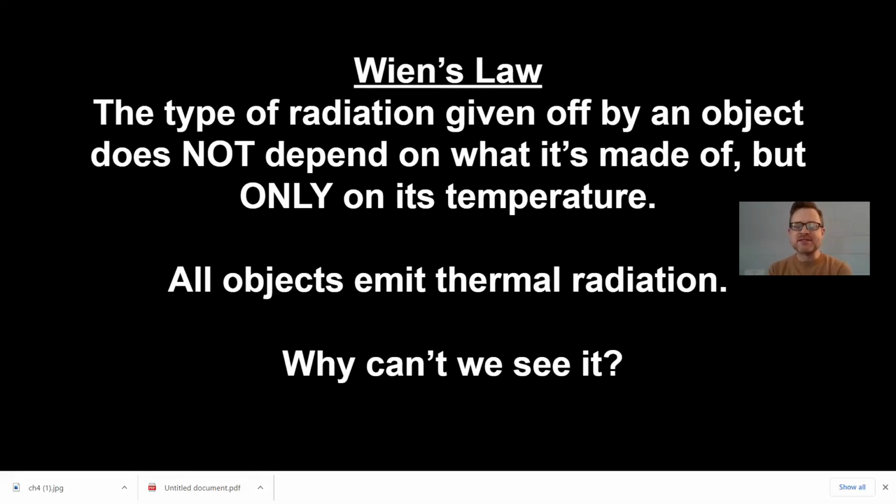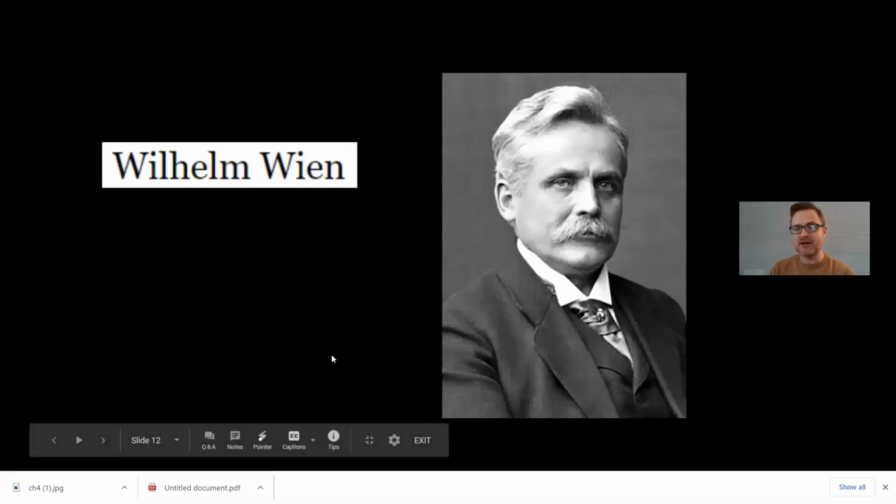And the law says the type of radiation given off by an object does not depend on what it's made of, but only on its temperature. This is not intuitive. The type of radiation given off by an object does not depend on its composition, but only on its temperature. So it could be lead, it could be gold, it could be rock, it could be a chair, it could be anything. The radiation that it emits is only a consequence of its temperature. And now if all objects emit thermal radiation, why can't we see it? Well, we only detect visible light, right?